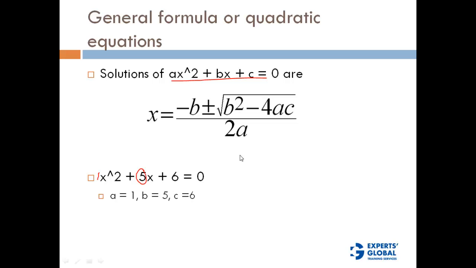Now let's use this formula. Let's find out b square minus 4ac. So what is going to be b square minus 4ac? Let's find out.